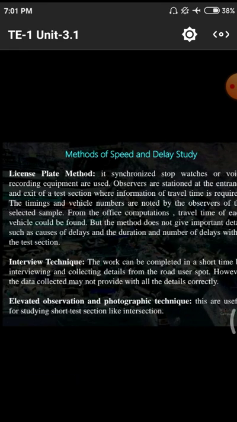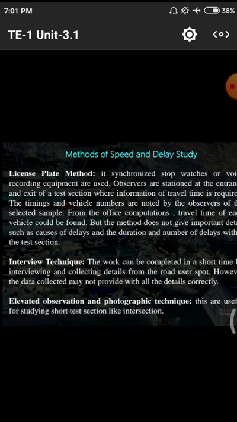Next one we are having the license plate method. In this method only 2 members are employed, at a particular entrance point and exit point. At the entrance point they have to note down the time and vehicle number. At the exit point also they have to note down the time and vehicle number. Simply they have to match the vehicle numbers and calculate the time taken by the vehicles to move between those particular points. This is the license plate method.